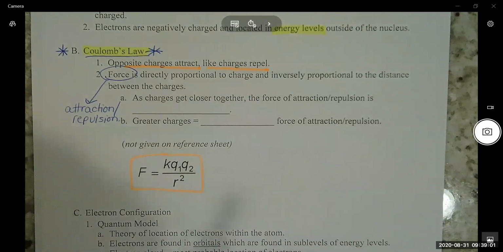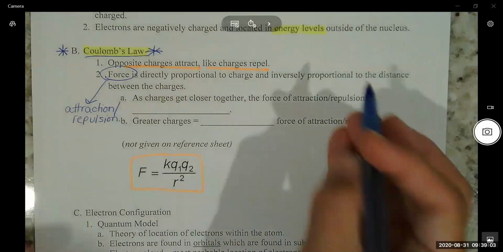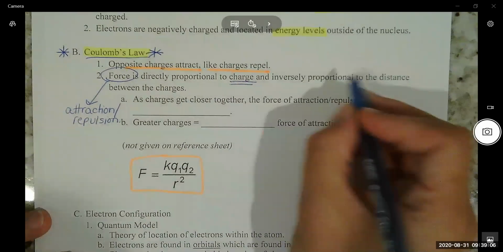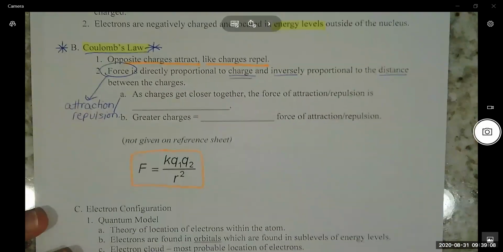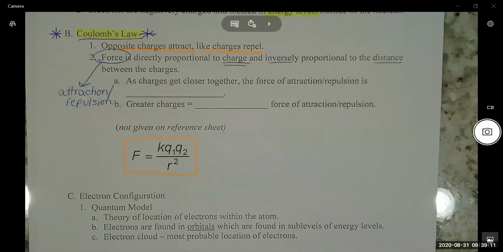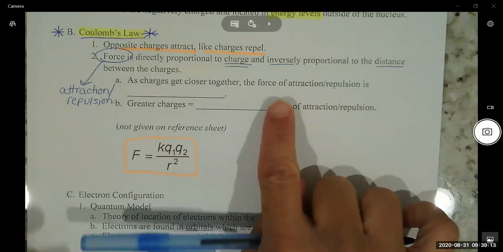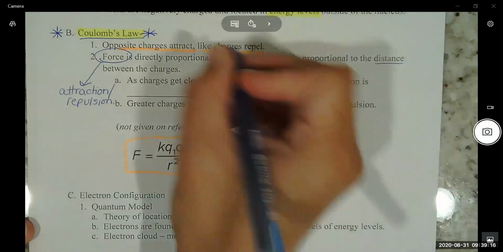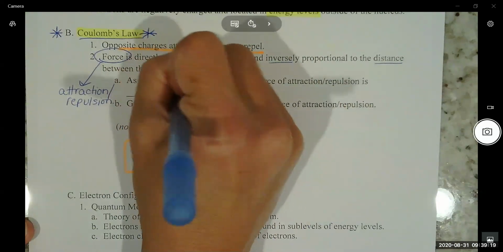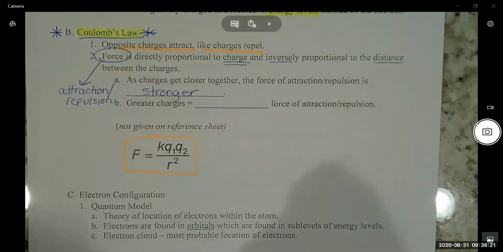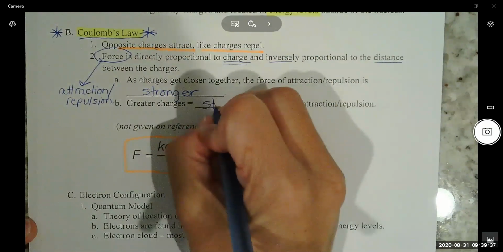So the force is directly proportional to the charge and inversely proportional to the distance between the charges. Here's what that means. As charges get closer together, the force of attraction or repulsion is stronger. If they're opposite charges and we bring them closer together, that force of attraction is going to be stronger. If they're the same charge, two negative charges, the closer we bring them together, the more they're going to want to repel each other.